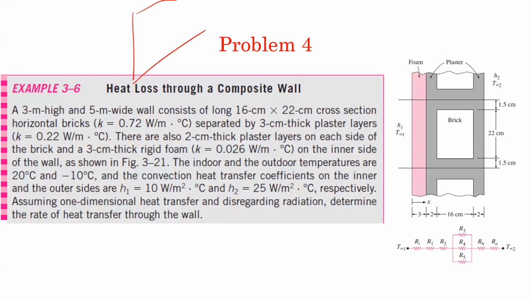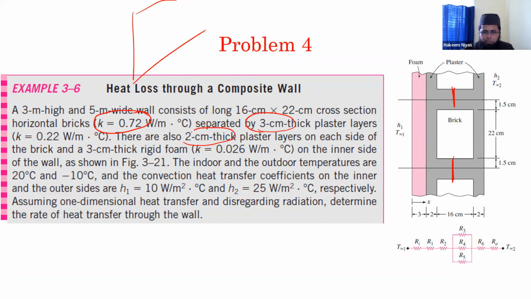The bricks have a long cross-section, and this is the brick dimension. As you know, in a wall you have multiple bricks. The brick's k value is given, separated by 3 centimeter thick plaster. So you have a thick plaster in between the bricks. But there is also a 2 centimeter thick plaster on each side of the brick.